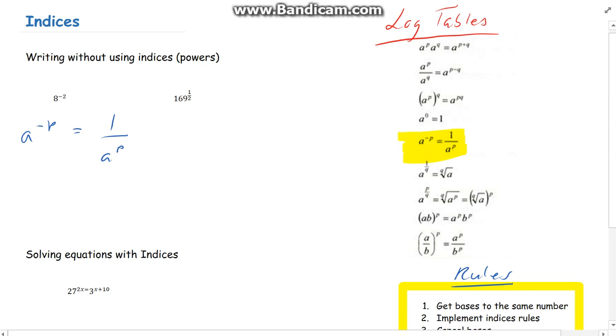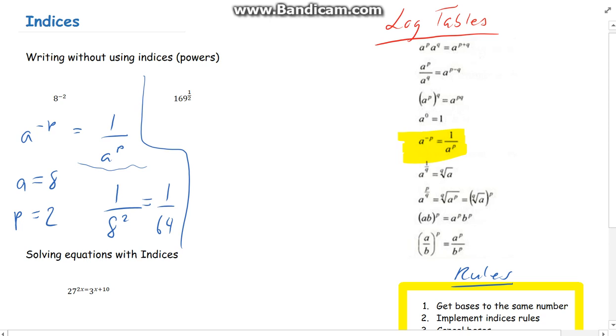Okay, so my a, in my case, is going to be 8, and my p: it has minus p equal to minus 2, so my p is just going to be 2. If I rewrite my indice into this form, I'm going to have 1 over my a, which was 8, to the power of my p, which is 2, which is 1 over 8 squared, which is 1 over 64. Which is my answer. As I said, if you check it in your calculator, it'll give you 1 over 64, but you have to show that you implemented your indice rule.